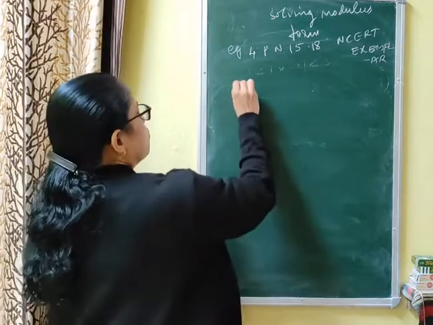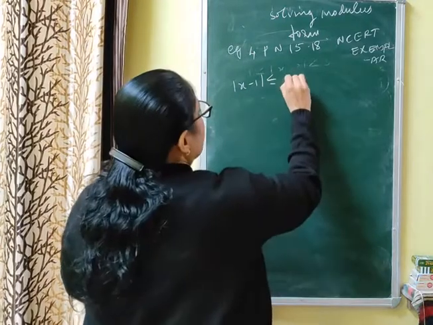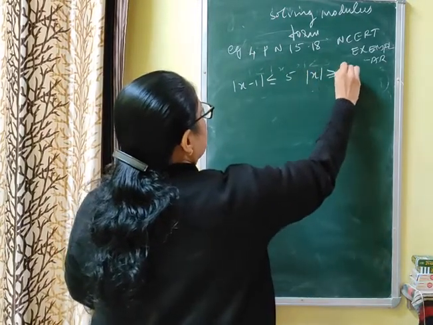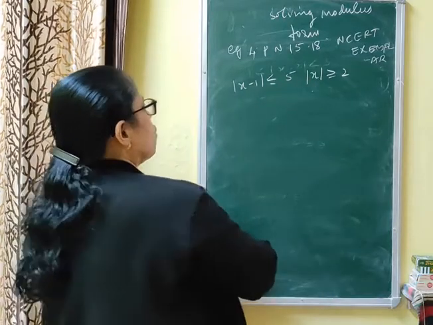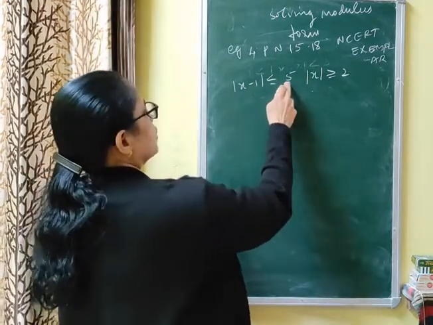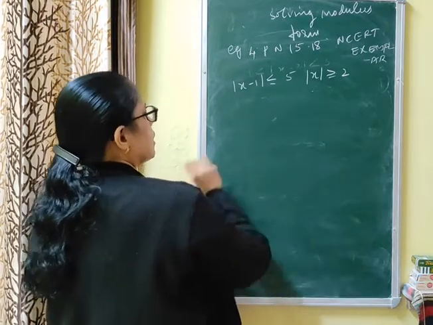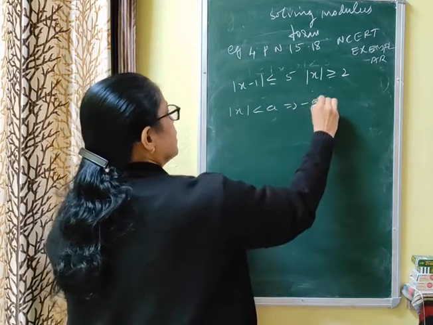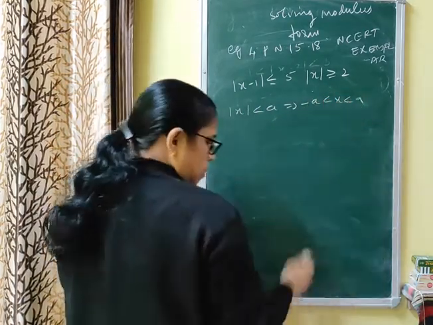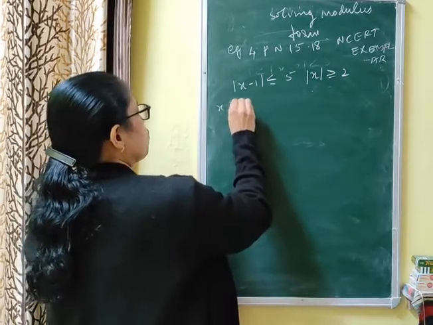Question I am reading: mod x minus 1 less than or equal to 5 and mod x greater than or equal to 2. First of all, you have to solve this one, after that this one. Now here if you want, you can take minus 5 less than or equal to x minus 1 less than or equal to plus 5. You can take this, I told you. Mod x less than a implies minus a less than x less than a. But we will do it by redefinition, the redefined form of the modulus function.